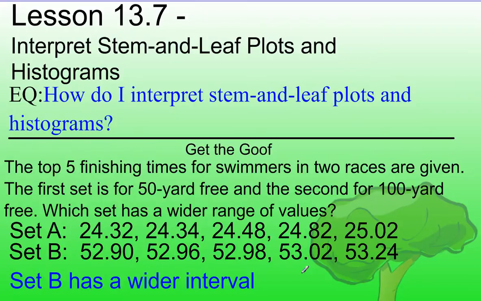In this lesson, we're going to be interpreting and making stem and leaf plots and histograms. The essential question says, how do I interpret stem and leaf plots and histograms? So we've got to get the goof down there.